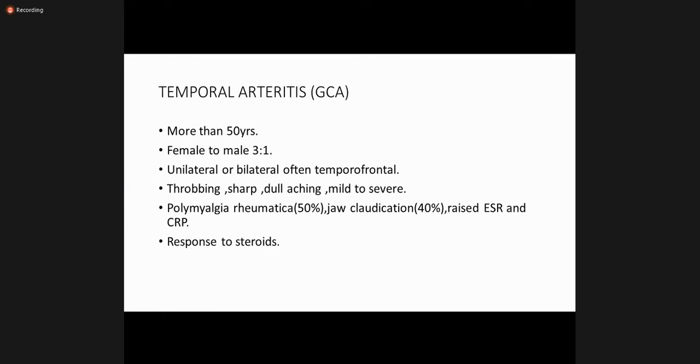And these are the patients who have a strong and very excellent response to the steroid. The symptoms may improve with the use of steroid. The inflammatory markers get reduced with the administration of steroids.